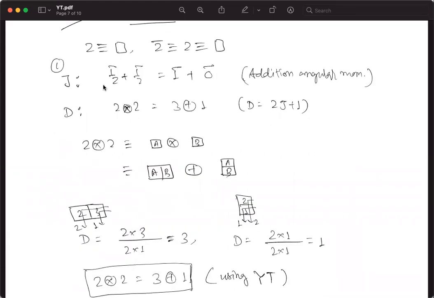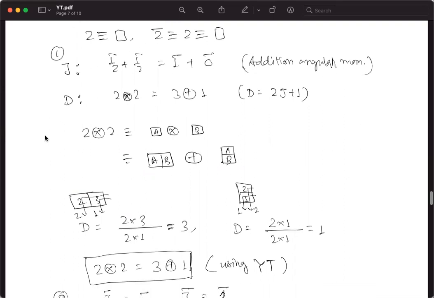So now, for a first example, let's consider two spin-half states. If we add them, you get 1 and 0. In the language of dimensionality, this is basically 2 cross 2 equal to 3 plus 1. Remember, d equal to 2j plus 1, right? So now, if I don't know addition of angular momentum, and I want to calculate the same thing using the Young diagrammatic technique, what we'll do is construct this 2 cross 2, a tensor product of two boxes. And now we can keep these A and B boxes horizontally or vertically.